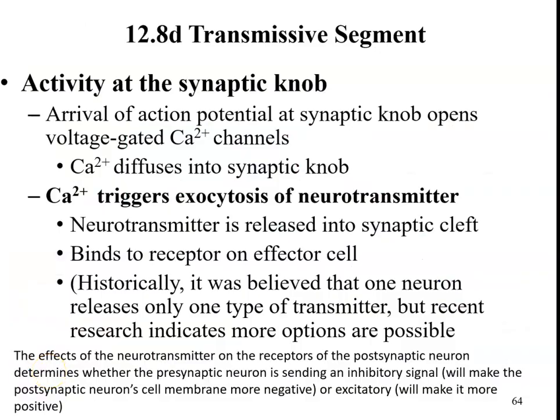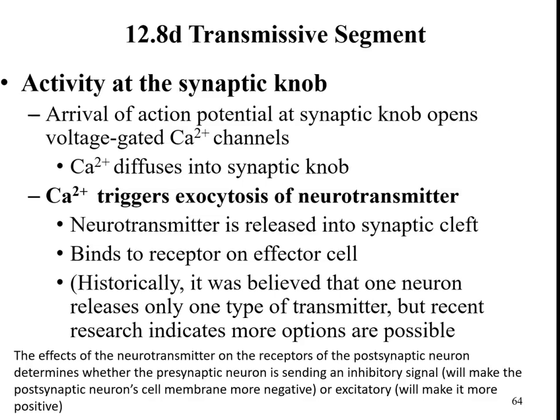Okay, so what happens when you get to the transmissive segment or the synaptic knob? Well, the arrival of the action potential at the synaptic knob is going to open those voltage-gated calcium channels. And remember, calcium is going to diffuse into the cell. Calcium influx triggers exocytosis of neurotransmitter. The neurotransmitter is released into the synaptic cleft, where it binds to a receptor on the effector cell.